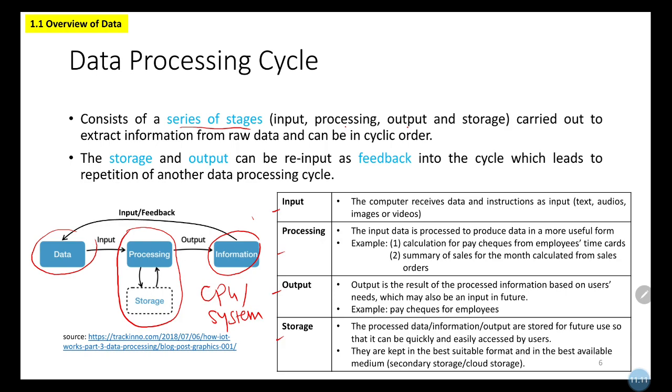Here, the output can be re-input, as I mentioned before, as feedback, and it can also be stored in storage so that we can access that information later. So that's why we have to keep the information in the storage.